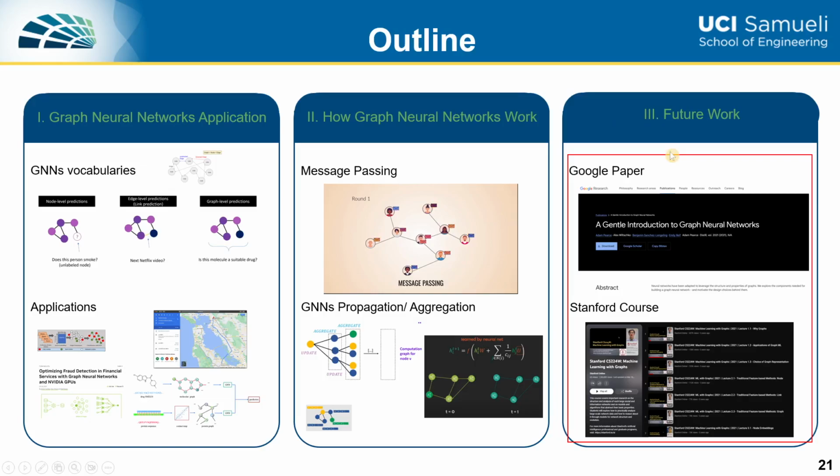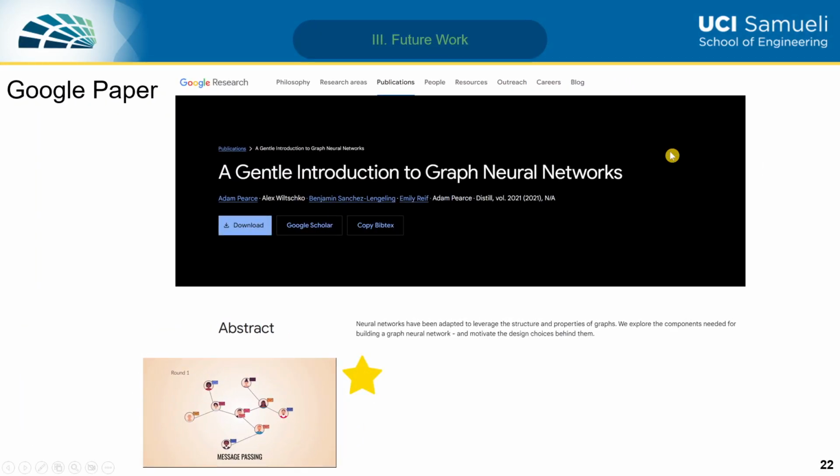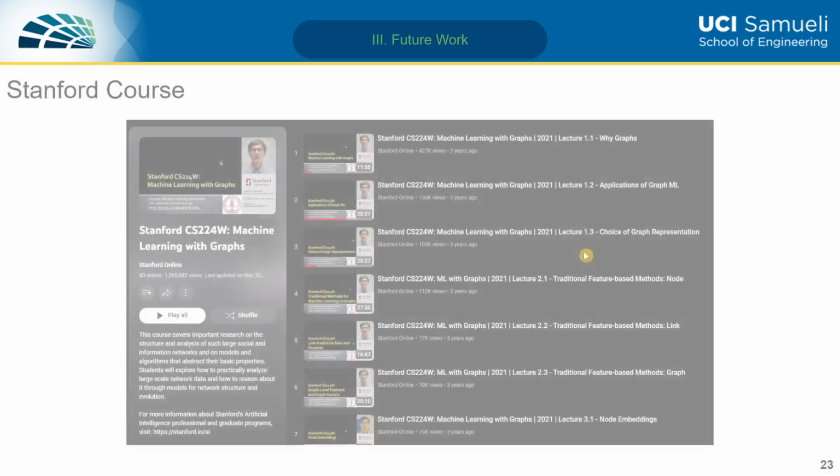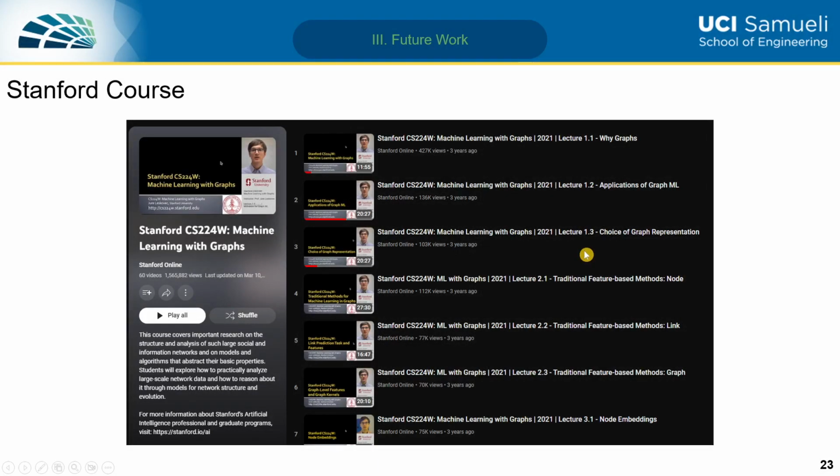And then for future work, I plan to read this paper from Google, A Gentle Introduction to Graph Neural Networks, which goes further than the message passing method, where in this one you only see the information being traded among the nodes, but not at the edge or graph level. So this paper covers in more depth how you train at the edge and graph level, not just node-level prediction.